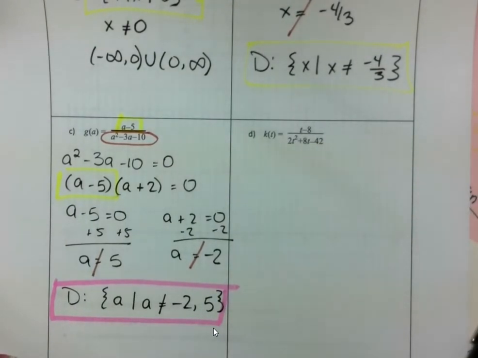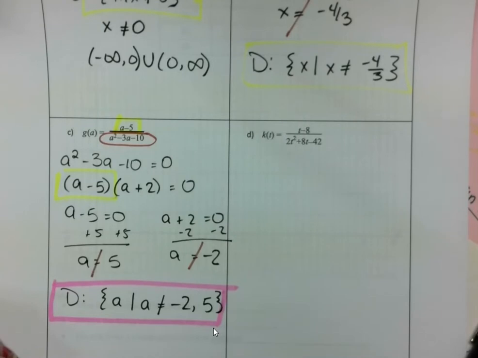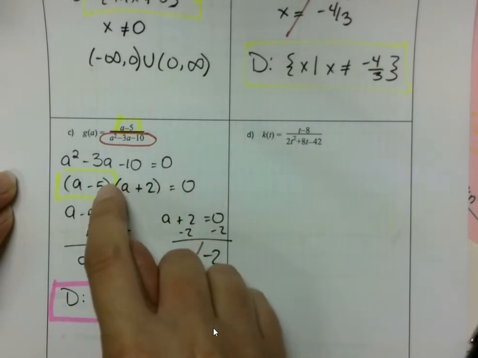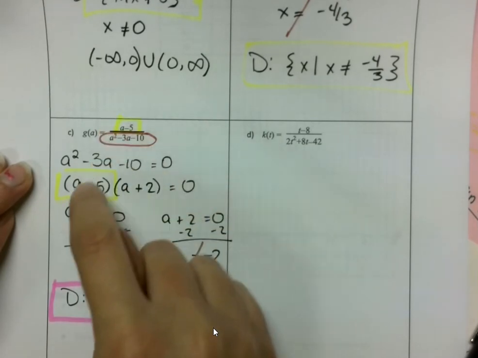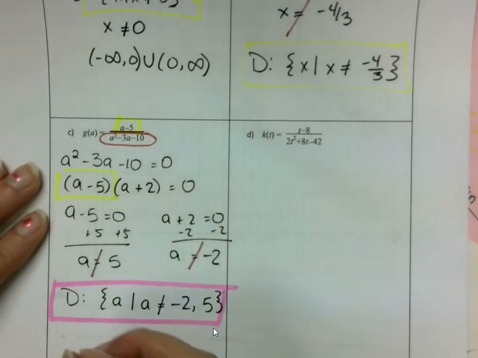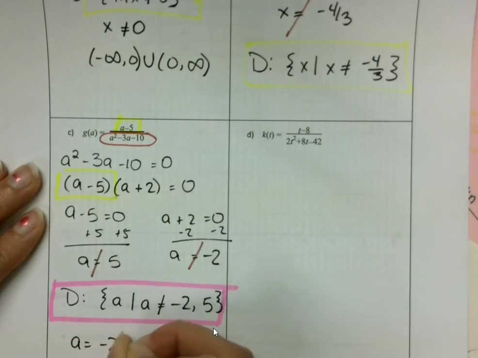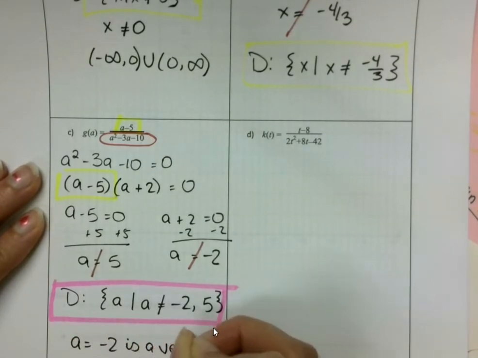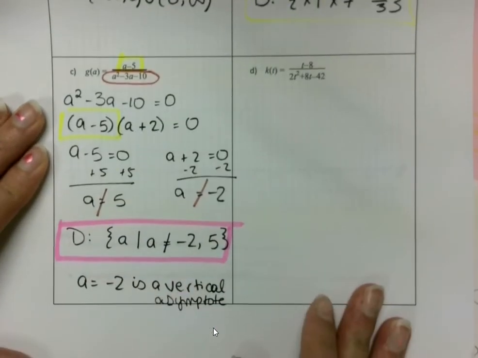Okay, so my domain cannot include 5, and it cannot include negative 2. But on the previous page, we talked about vertical asymptotes and domains. And the vertical asymptote only came from the reduced fraction. So these two pieces will reduce, when we get to reducing in a fraction, which means that a equals negative 2 is a vertical asymptote, and a equals 5 is not.